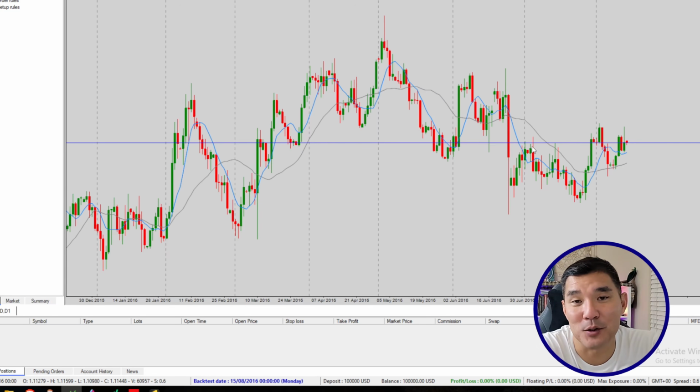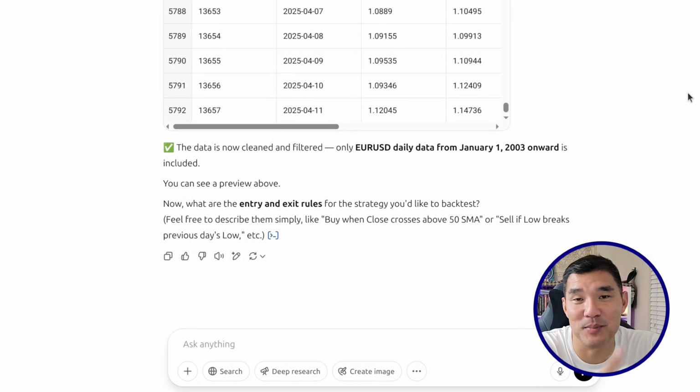Now, I have no idea if this is going to work. I'm only making this up on the fly. And that's the great part about this. You can just think of an idea, or you can take an idea from a YouTube video or a blog post, and you can just test it out really quickly. All right, now I'll jump back to ChatGPT to do the test.